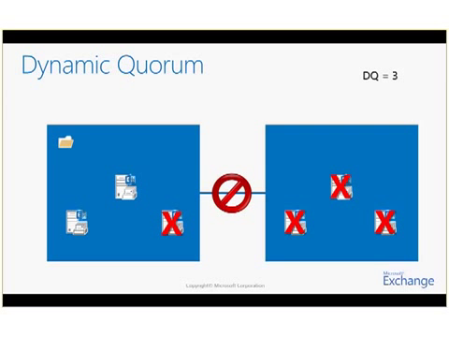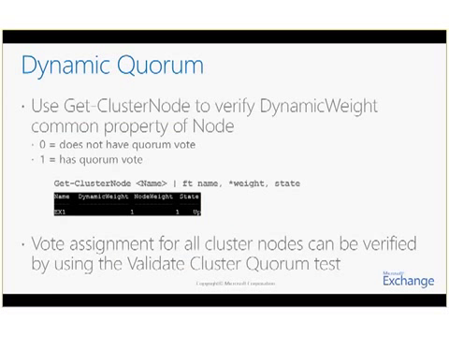And so what that means is you need to investigate which server has the surviving vote, because if you turn off that server, the server without the vote cannot stand on its own. So how do you tell what server has the vote? Well, you use the Get-ClusterNode PowerShell cmdlet to do that. And basically, you're looking at the DynamicWeight property, and a value of 1 means that it still has its vote. A value of 0 means that it doesn't have its vote.